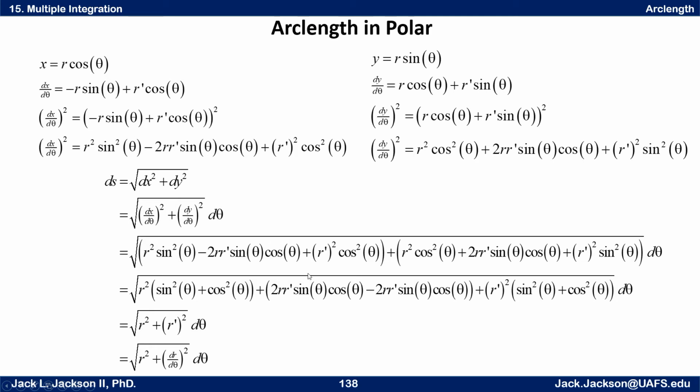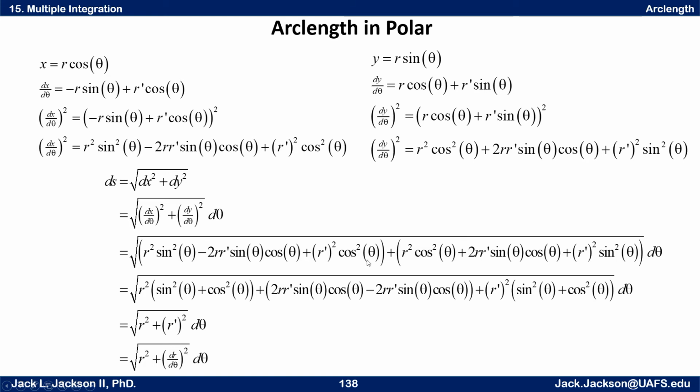And we're going to do a similar thing for the r prime squared terms. So you've got r prime squared cosine squared theta. We're going to group that with r prime squared sine squared theta. Factor out the r prime squared, and you're left with sine squared plus cosine squared again, which is 1. And so that term is just r prime squared.